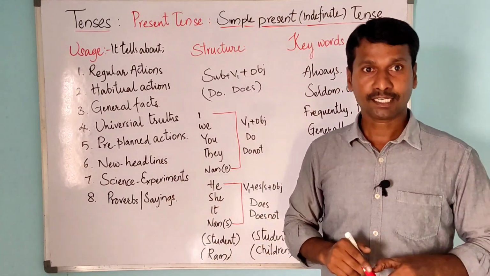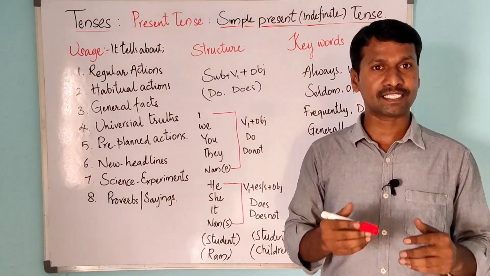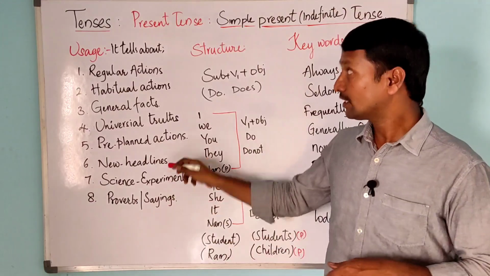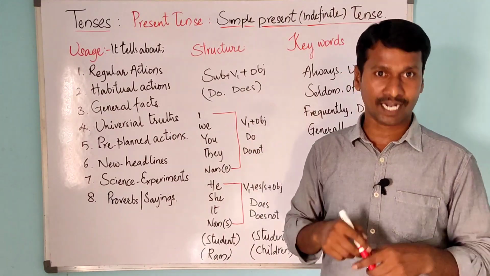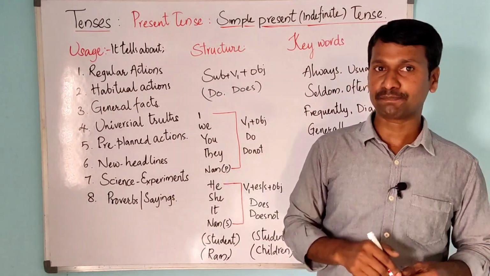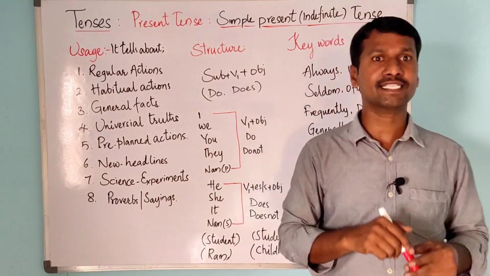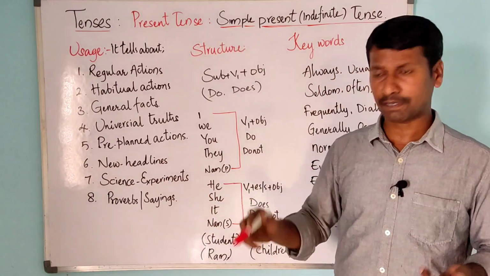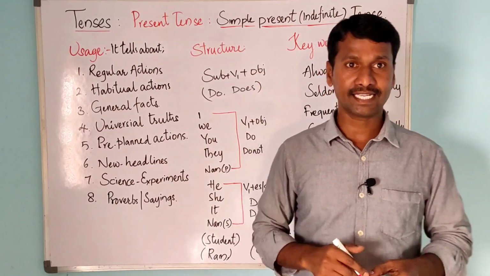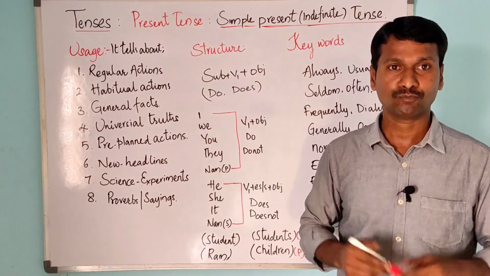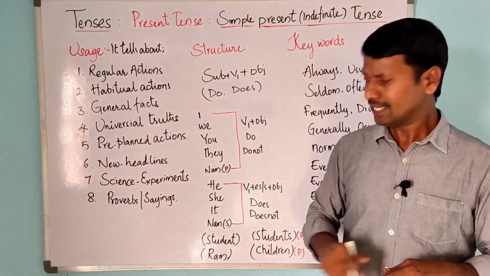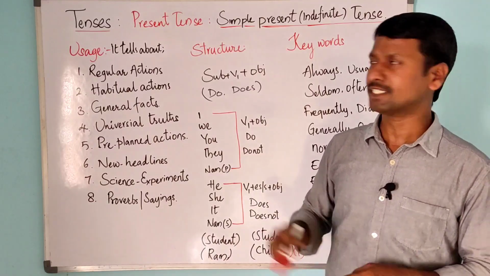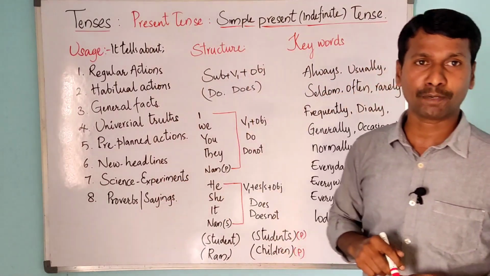News headlines: some of the prominent newspapers, to express even completed actions, use simple present tense to make the news headlines. And science experiments, water boils at 100 degrees Celsius, plants need oxygen. These are science experiments. And proverbs and sayings, like practice makes man perfect, time heals all wounds. All these types of expressions are expressed through the simple present tense.